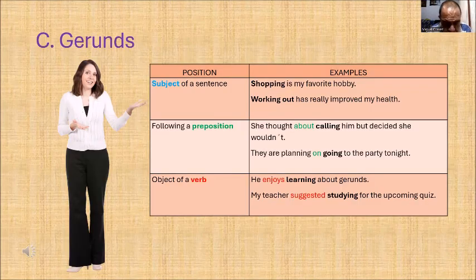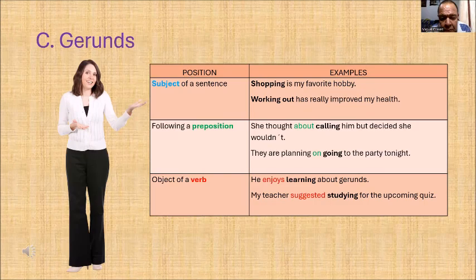Gerunds as a subject of a sentence. Gerunds are common in the subject position, while an infinitive is also possible. It is very formal and not common. For example, shopping is my favorite hobby. Working out has really improved my health.